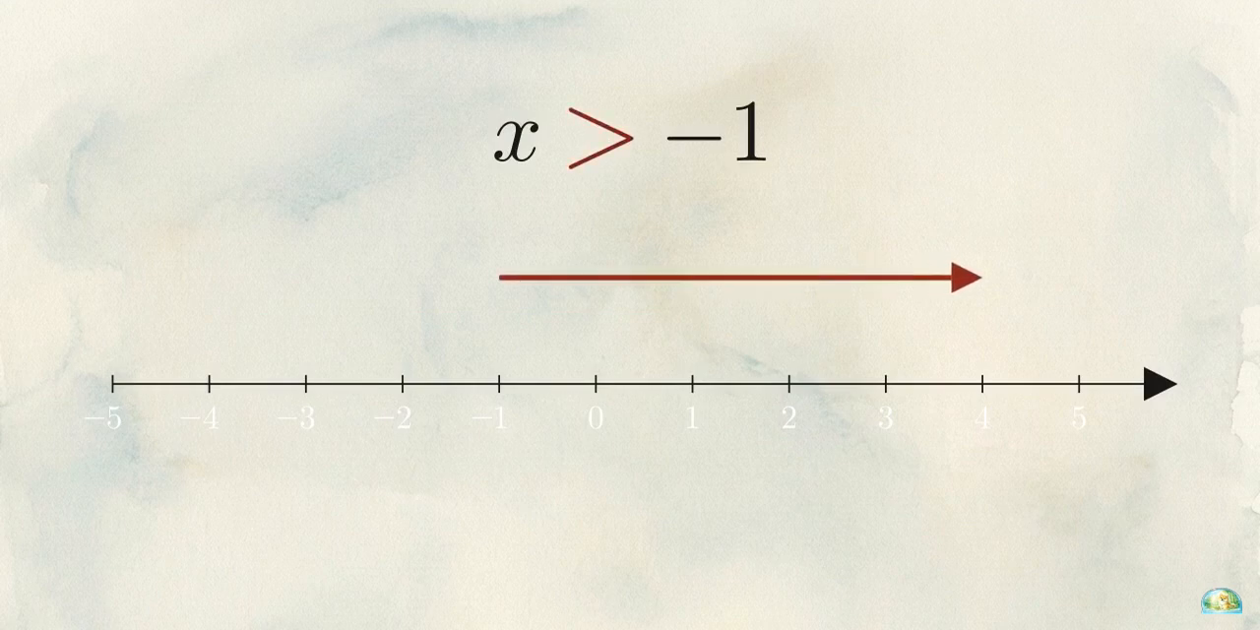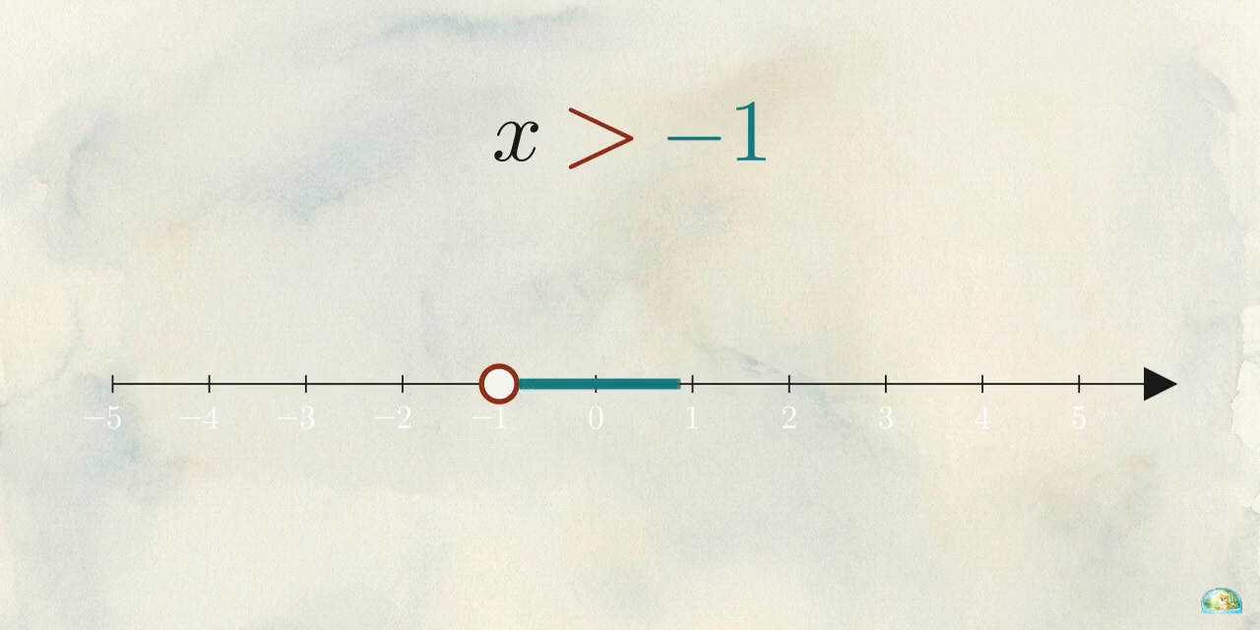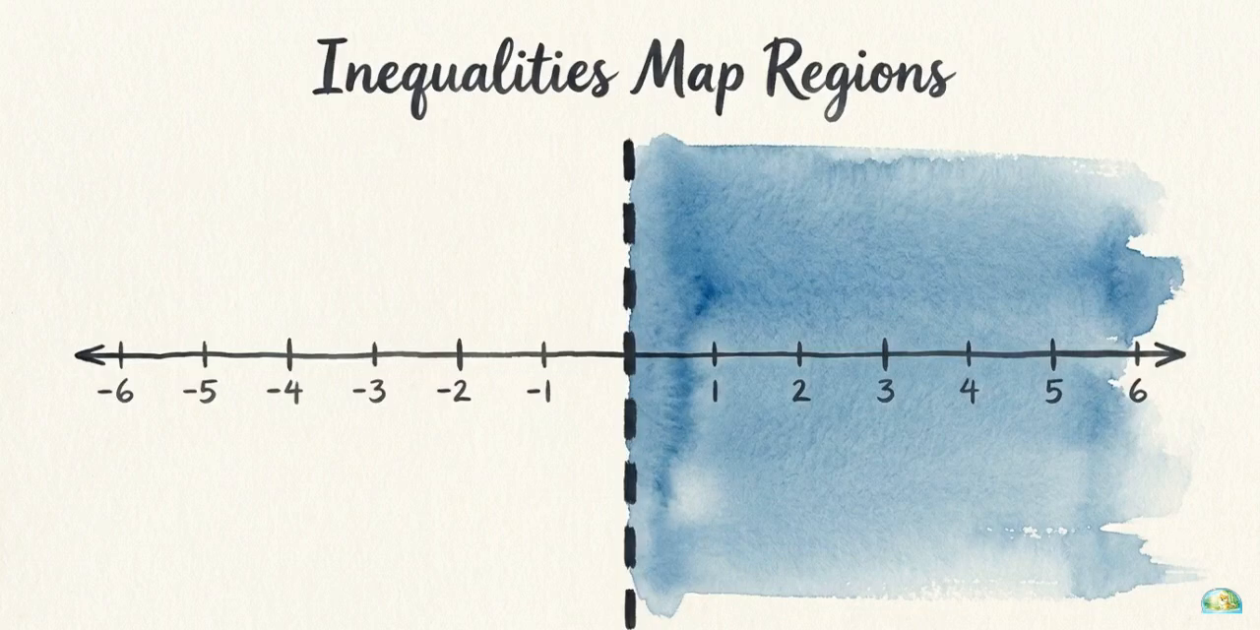We can apply this same spatial logic to variables, such as x is greater than -1. The symbol tells us to look at all values to the right of -1. -1 is our boundary point. Because the statement is greater than rather than equal to, we use an open circle to show that -1 itself is not part of the solution. The variable x represents any number that exists in this direction. Algebraic inequalities map out a region of possible values relative to that boundary point.